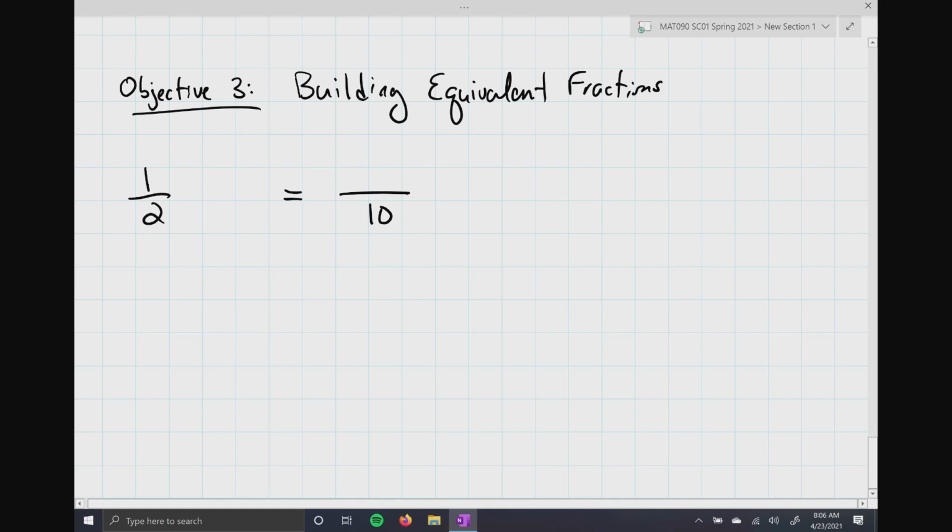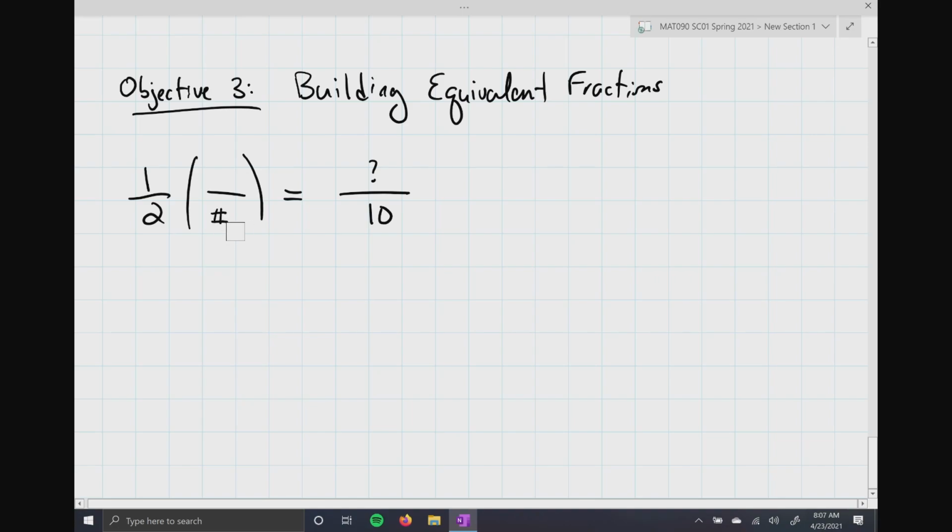So for example, I have the fraction 1/2. Now notice I left a big space there, so please leave a space. But I have the fraction 1/2 equals another fraction, and I'm being specific here. I want that fraction to have a denominator of 10. So if you think about this, the easiest way for us to do this is to just multiply 1/2 by a fraction so that 2 times whatever this number happens to be is going to equal 10.